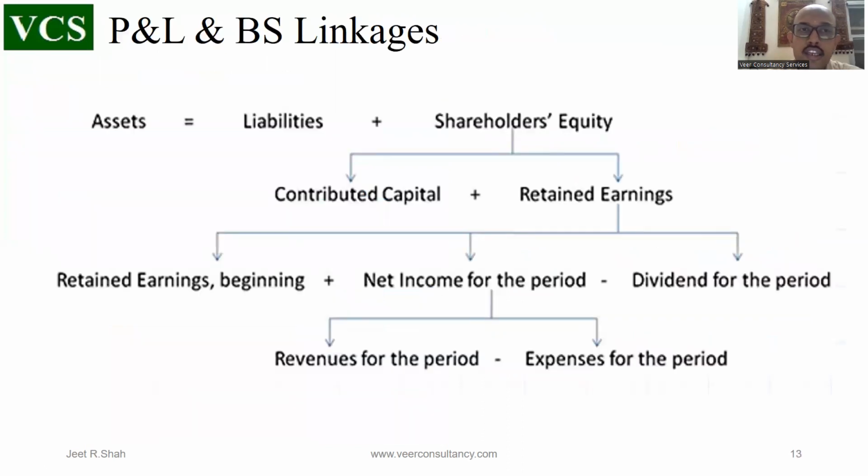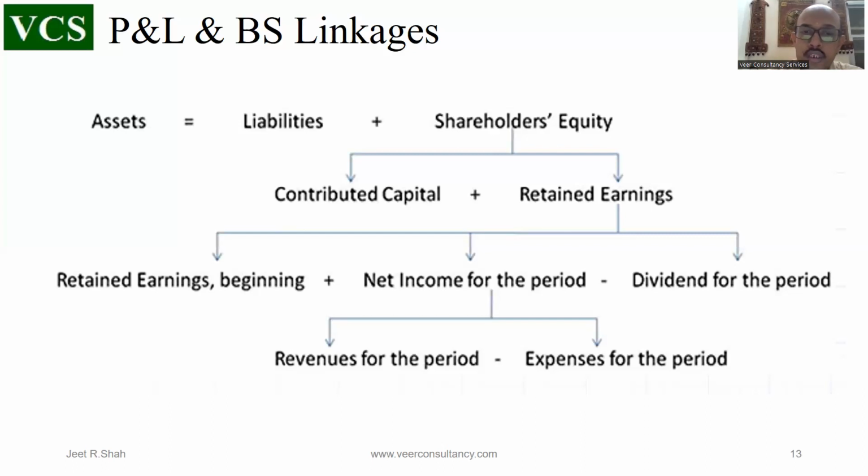Then the last thing, again, I'm showing you this slide because it is very critical to know that everything is linked. So what is the accounting equation where we say assets are equal to liabilities plus shareholders equity? What is shareholders equity? It is contributed capital plus retained earnings. What is retained earnings? They are basically the reserves and surplus. So you do the opening retained earnings plus the net income for the period minus the dividend paid for the period will give you the closing balance of reserves surplus.